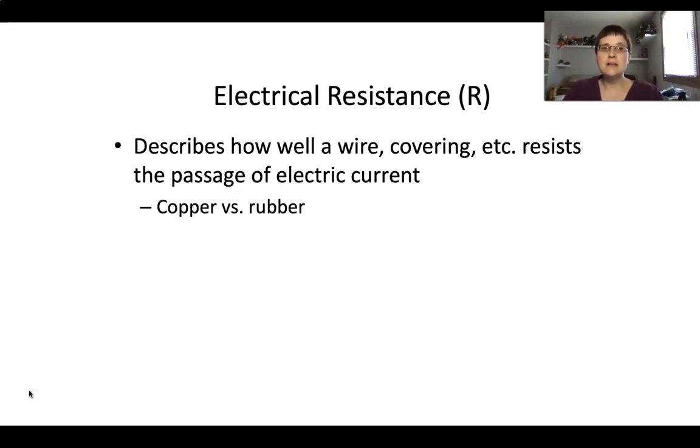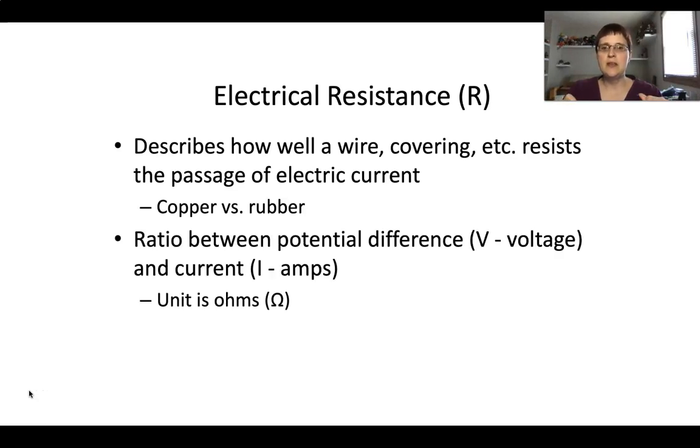This can describe the actual wire that the electricity is moving through or the insulator that's around it. So think about copper versus rubber. Which one is going to have more electrical resistance? The rubber should have more electrical resistance because it's an insulator and it's got those tightly bound electrons. It's not going to allow the flow of the electrons like the copper would. So the material makes a big difference.